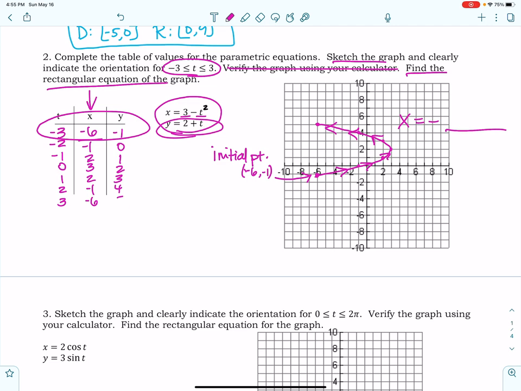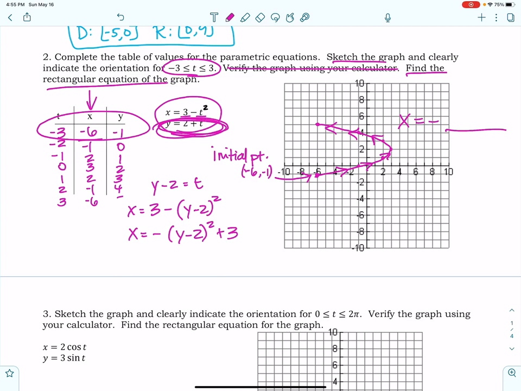So I am going to solve this y equation for t. So that means subtracting 2 from both sides. And then in my x equation, I can replace t squared with y minus 2 squared. And then, of course, I'm going to move this 3 over to where we're used to seeing it. It means the same thing, and notice again, just like on the other problems, that we have to restrict our domain and range.